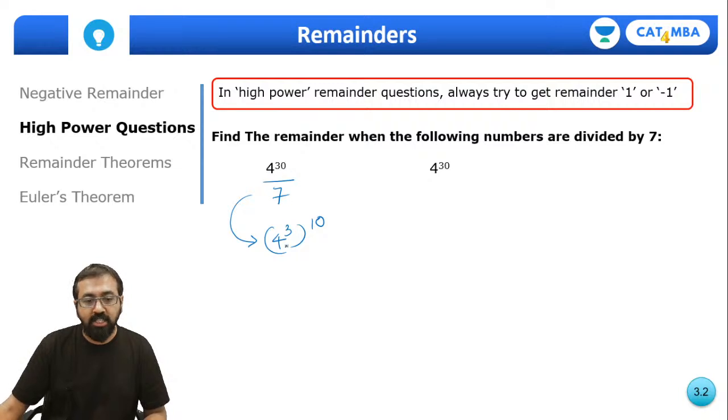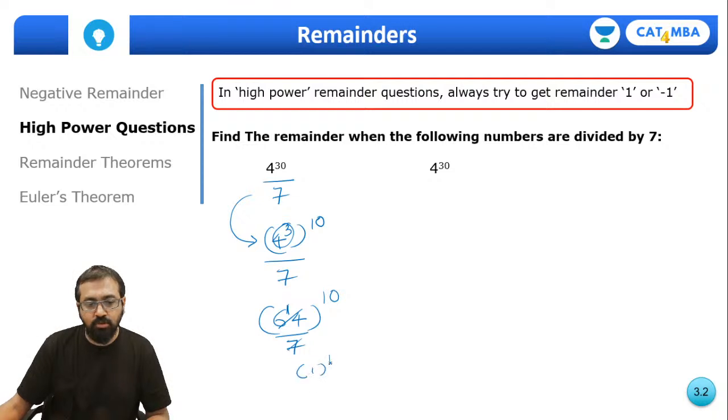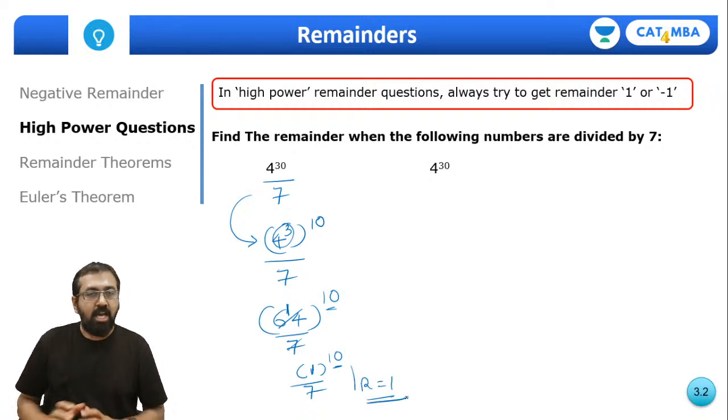So 4 raised to 30 can be written as 4 raised to 3 whole raised to 10. Now we need to divide this by 7. What is 4 raised to 3? It's 64. So our question is now 64 whole raised to 10 divided by 7. 64 divided by 7, remainder is 1. So our question became 1 raised to 10 divided by 7. I have just placed 1 and kept this power as it is. What is 1 raised to 10? It's 1. So 1 divided by 7, final remainder is going to be 1. Are we clear about this, everyone?